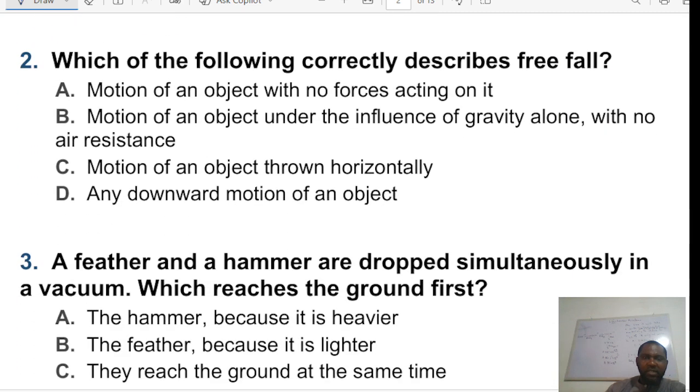Now, the second one says, which of the following correctly describes free fall? A says motion of an object with no forces acting on it. B says motion of an object under the influence of gravity alone with no air resistance. C says motion of an object thrown horizontally. D says any downward motion of an object. Of course, the answer is B, motion of an object under the influence of gravity alone with no air resistance.